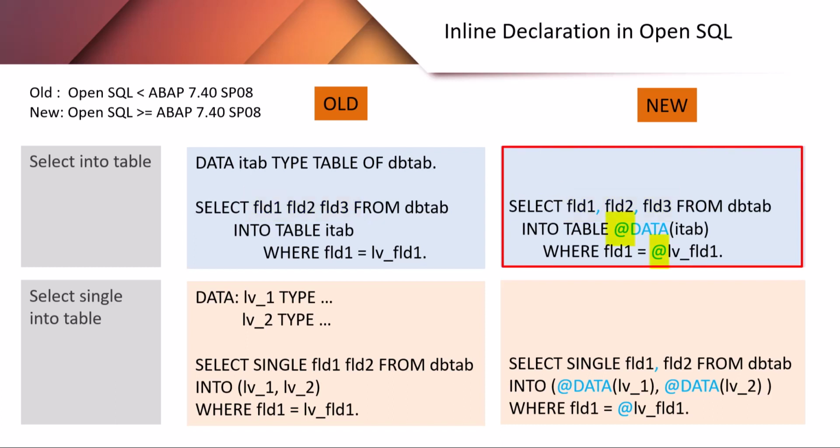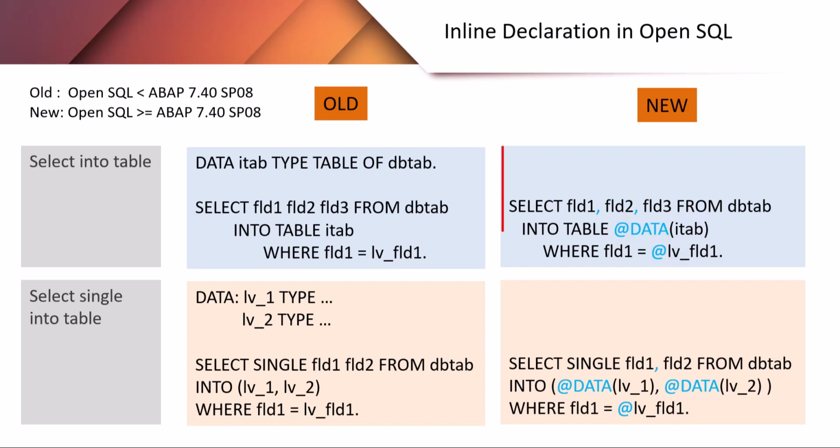In new OpenSQL syntax, the @ symbol is used to escape so-called host variables. The term host variable basically means an ABAP variable or constant inside an OpenSQL statement. In the new syntax of OpenSQL, you have to escape every host variable with a preceding @ sign at every position in the statement.